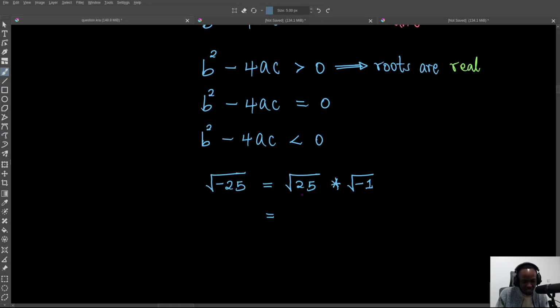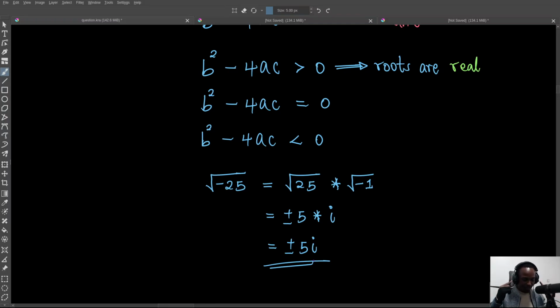So we know what the square root of 25 is. It's either plus or minus 5. And then the square root of negative 1 doesn't exist, but we say that is imaginary. So we call that i. So the final answer for this becomes plus or minus 5i. So that is the answer for the square root of negative 25.